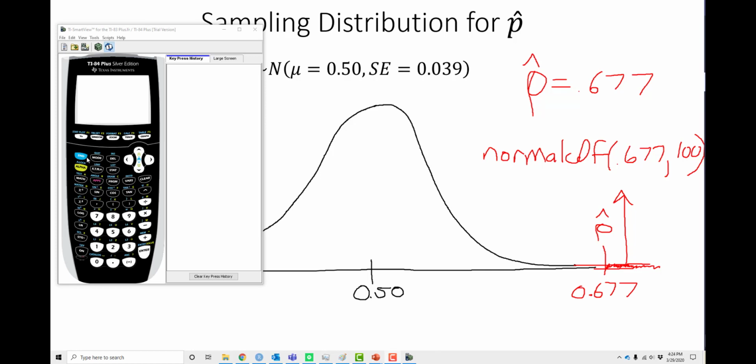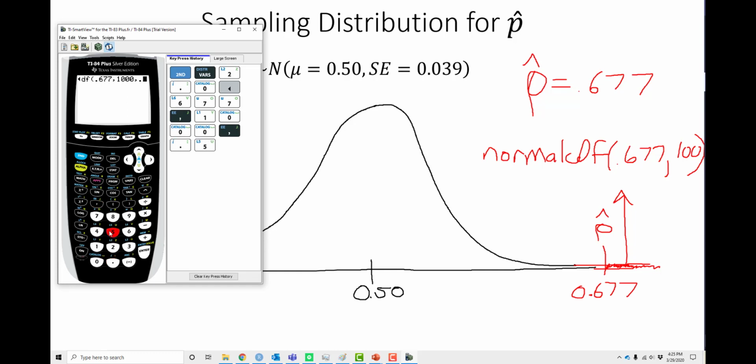We can pull up our calculator. We can go to second vars. We want normal CDF, so we'll click on option 2. 0.677 for our sample proportion, because that's where we start shading. We stop shading at some large positive number. We have a mean of 0.5 and a standard error of 0.039.